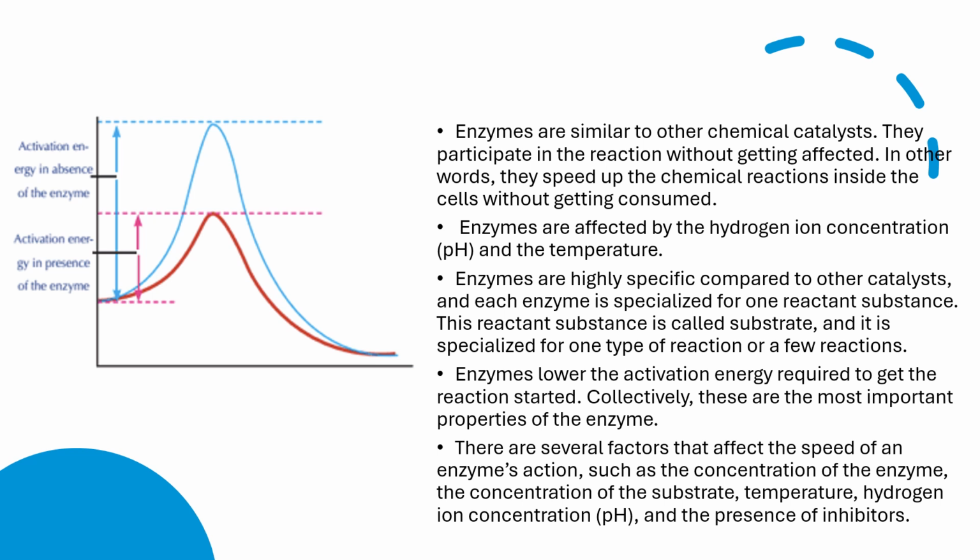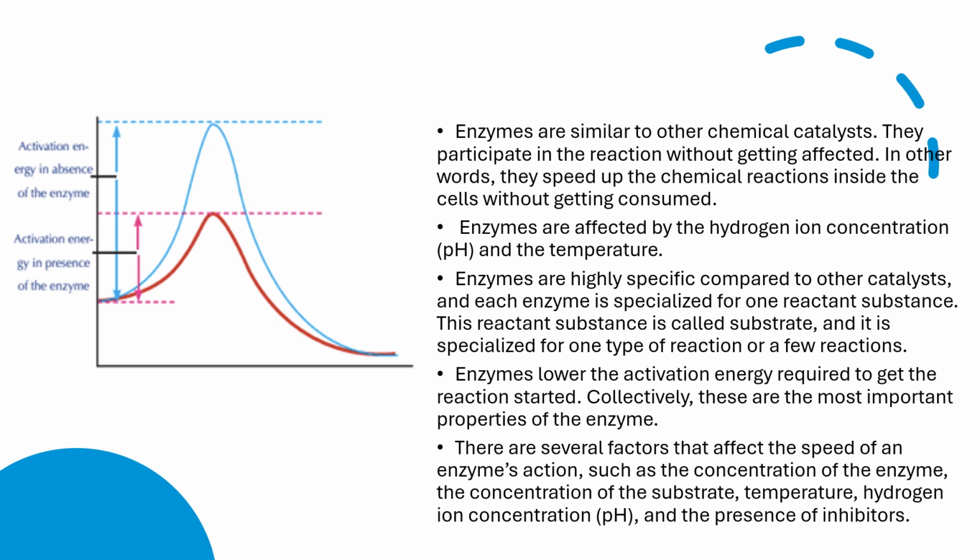Enzymes are highly specific compared to other catalysts, and each enzyme is specialized for one reactant substance. The reactant substance is called the substrate, and the enzyme is specialized for one type of reaction or a few reactions. Enzymes lower the activation energy required to get the reaction started. Collectively, this is the most important property of the enzyme.